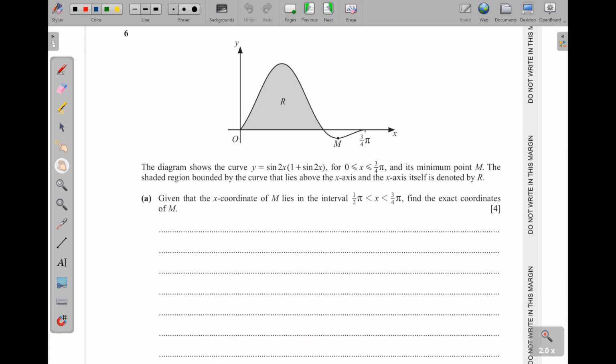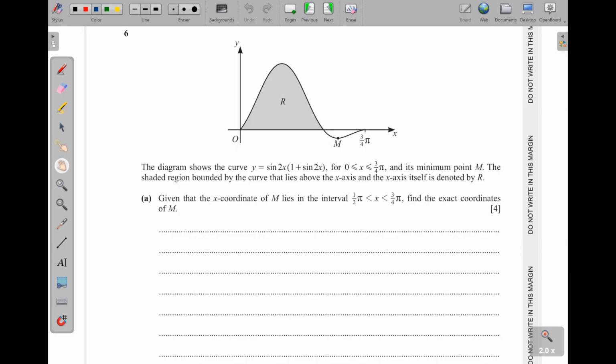Question 6. The diagram shows the curve y equals sine of 2x times (1 plus sine of 2x), for x ranging from 0 to 3 pi over 4. 3 pi over 4 is the same as 3 times 45, which is 135 degrees, in the second quadrant, and its maximum point is M. The shaded region bounded by the curve that lies above the x-axis, and the x-axis itself, is denoted by R. This is the one up here.